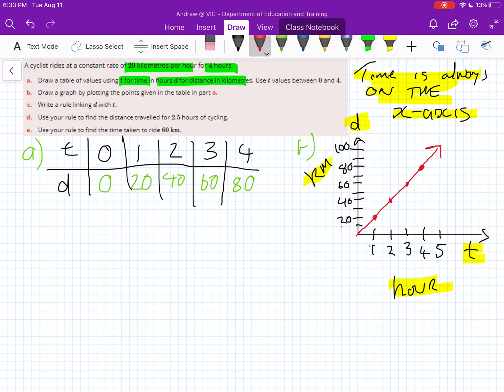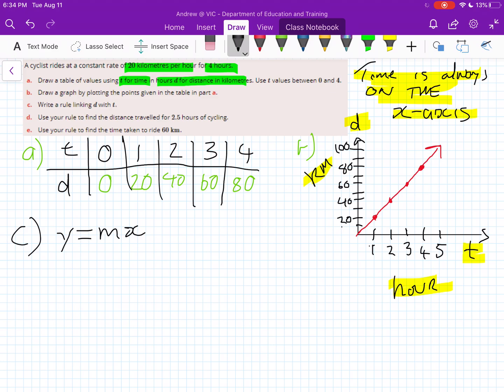Okay, so C, we need to write a rule linking D with T. Okay, so yet again, with our x-intercept 0, our y-intercept 0, so it's going to be in the form of y is equal to mx. There won't be a c, okay, because our x and y-intercept are both 0. Now we just need to work out how much it goes up by. So you can do this by putting in a point or figuring out our gradient. So with this, we'll just figure out our gradient.